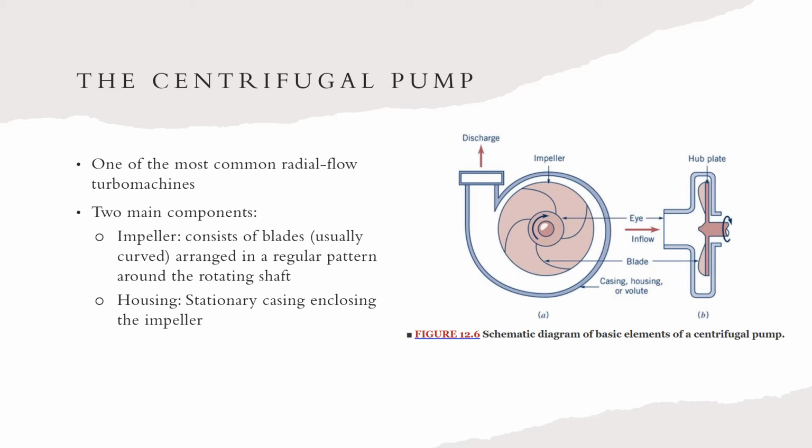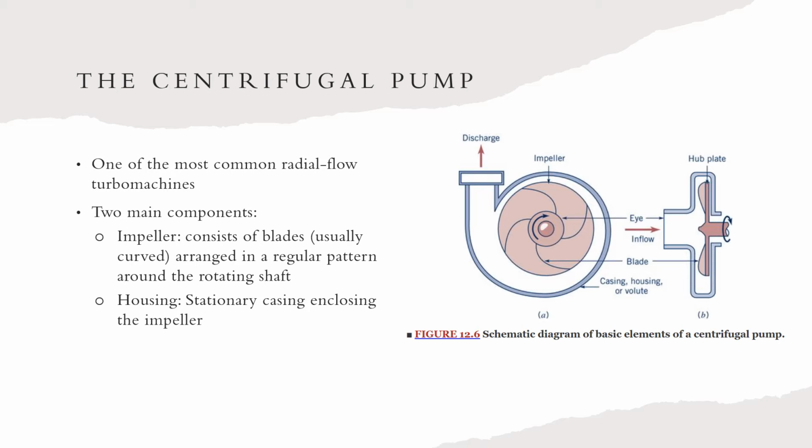The centrifugal pump has two main components, the impeller and the housing. The impeller consists of blades that are usually curved, arranged in a regular pattern around the rotating shaft. The housing is a stationary casing enclosing the impeller.